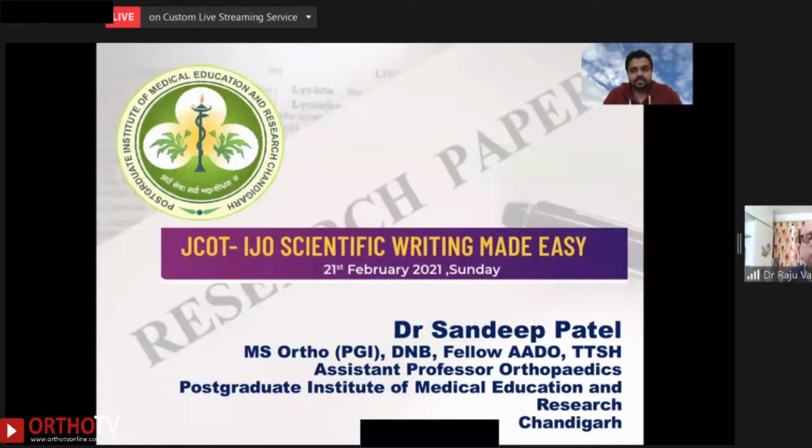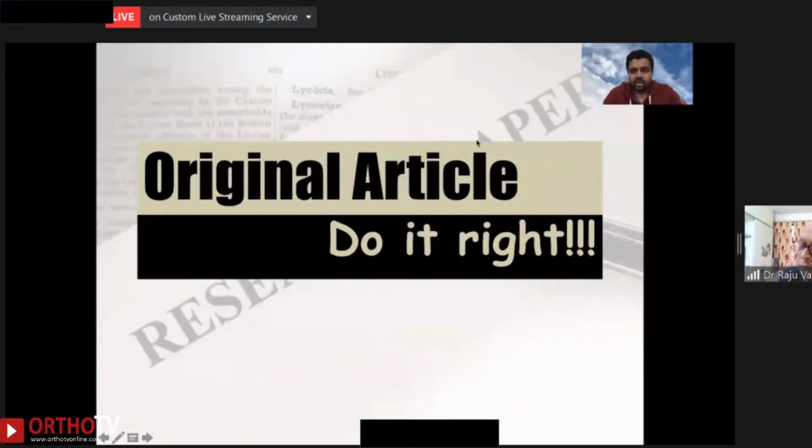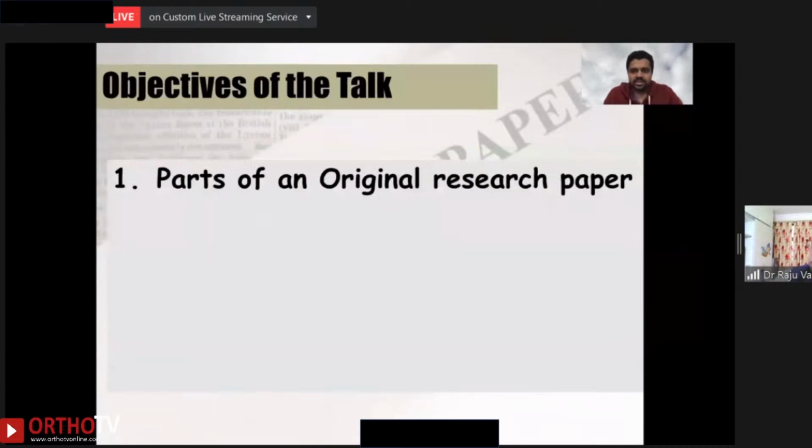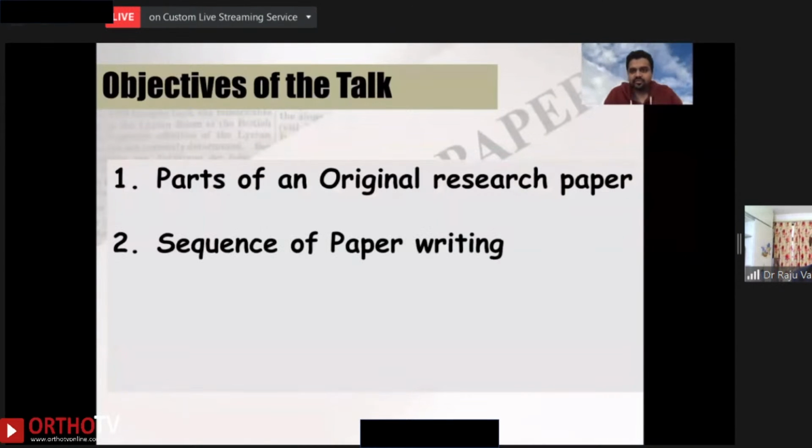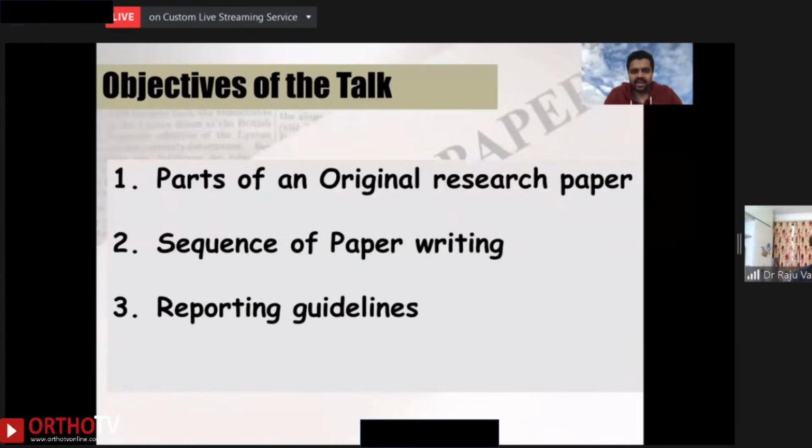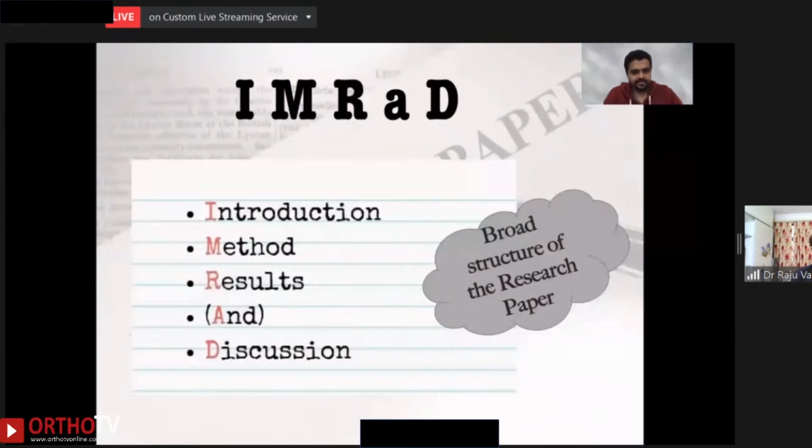Good afternoon, everyone. It's a pleasure to attend this workshop on research methodology for the IJO and JCOT initiative. Regards from Chandigarh. I will be talking about the original research article, how to do it right and make sure your research paper gets through to a journal at the first go. The objectives will be: one, the parts of an original research paper, the sequence of paper writing, the reporting guidelines, and tips to get it right.